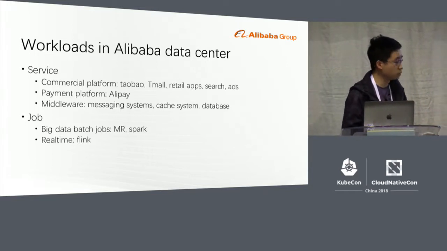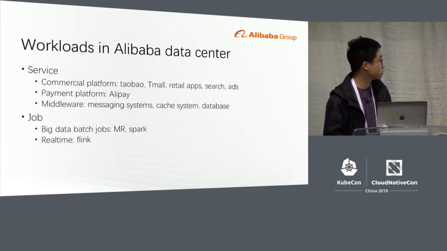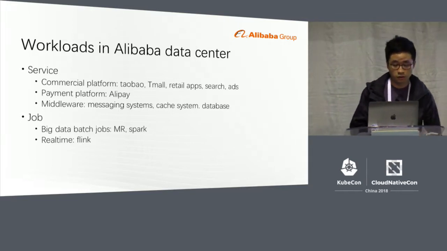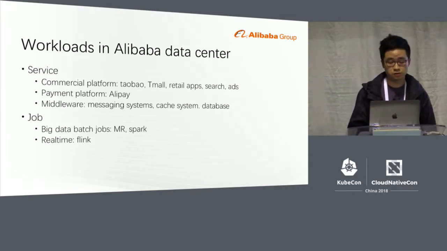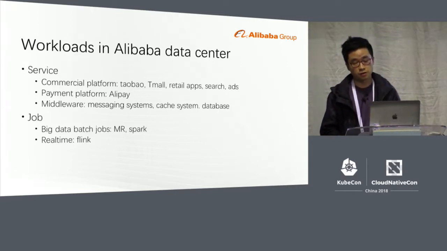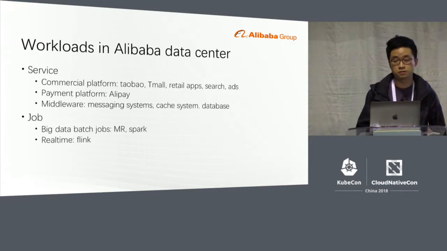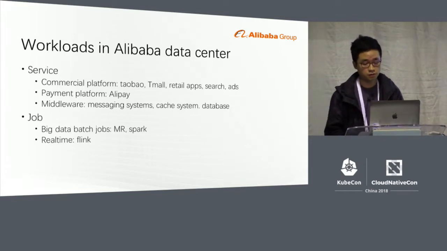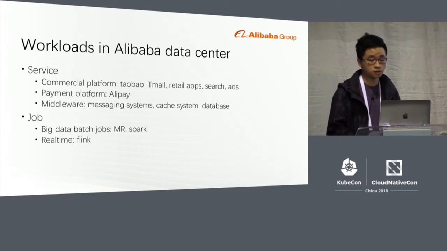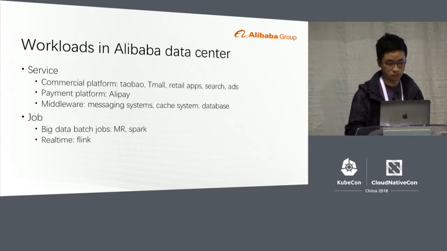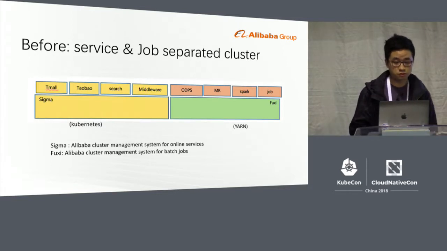And there are also a lot of other workloads, which are offline dispatch jobs. These include big data batch jobs, for example MR and ODPS, which is Alibaba's own tool, and Flink, which is for real-time computing.